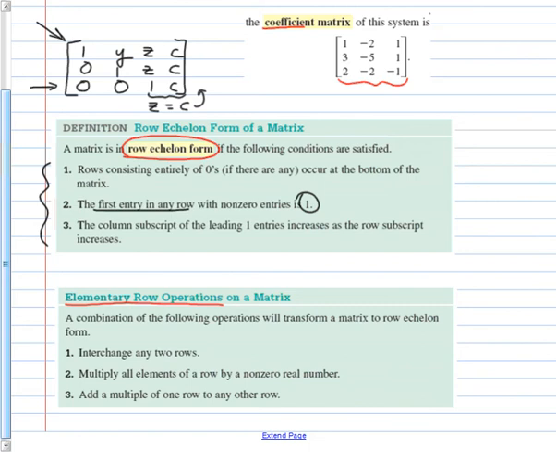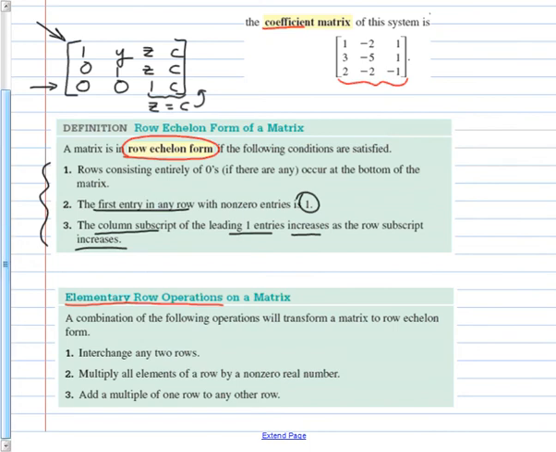It's a 1. The column subscript of the leading 1 entries increases as the row subscript increases. That's just the way of saying, as the row goes up 1, the column needs to go up 1. It moves it over. That's just a fancy way of saying this is what it looks like with those diagonal 1s and the zeros on the left.